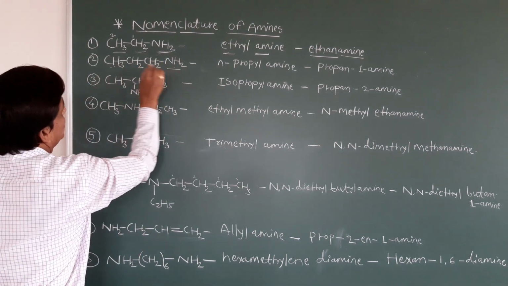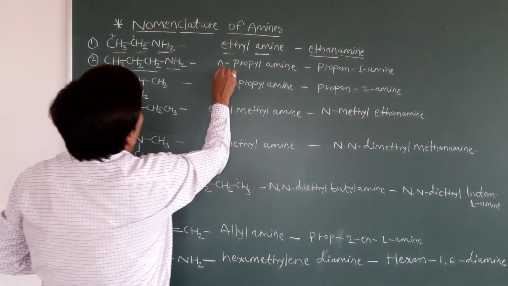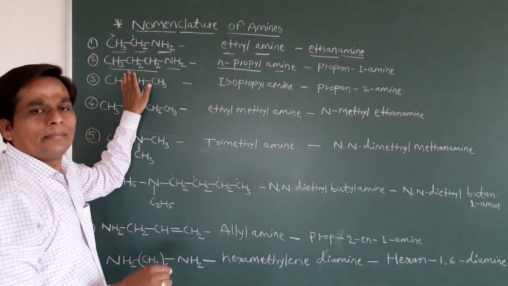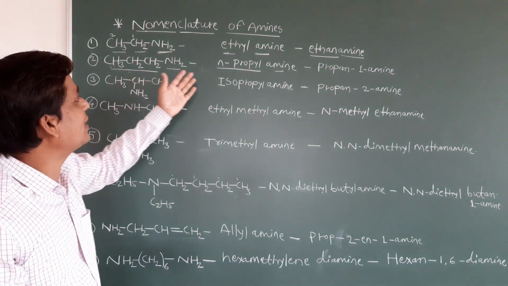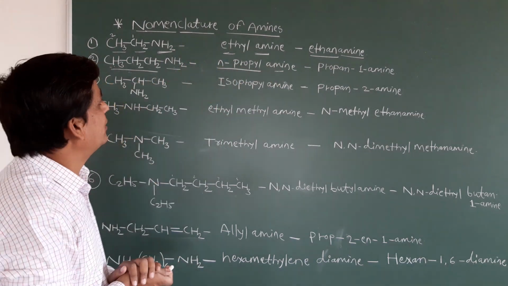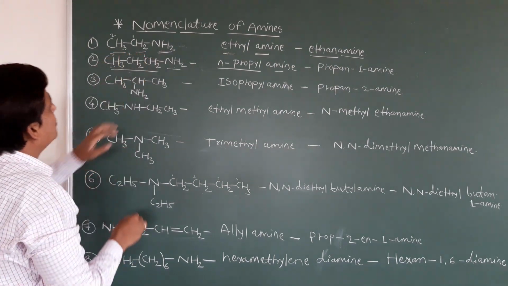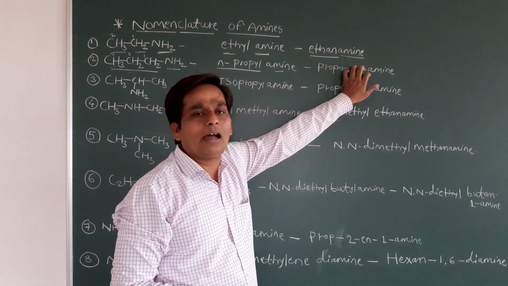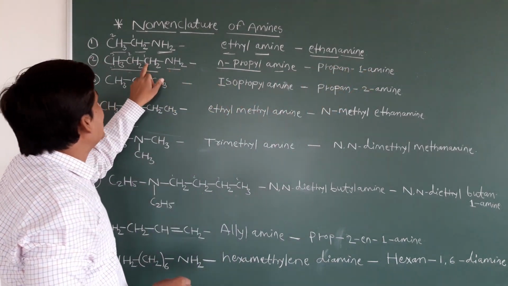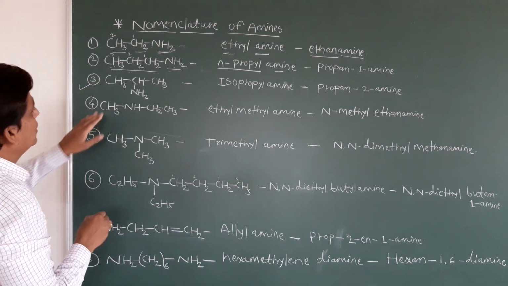See another example, CH3CH2CH2NH2. So 3 carbons are there. In the common name we can say it is n-propyl amine. If 3 carbon is there, the alkyl group we can say is n-propyl, and this NH2 is amine, so n-propyl amine. If you give the IUPAC name, you start the numbering from here. 3 carbon means it is propane, 1 amine, because the NH2 group is attached on what? First carbon.